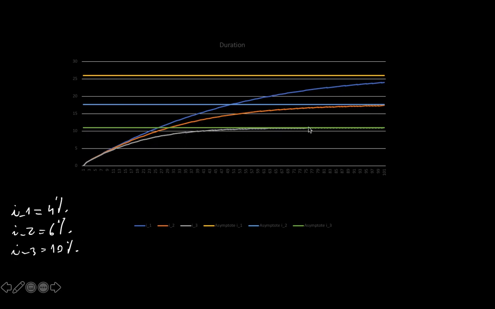And this yellow asymptote is the asymptote for the annuity with interest rate I1, and we can see that in the long term they match.